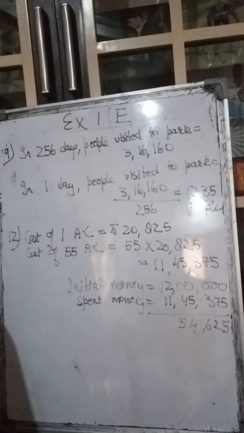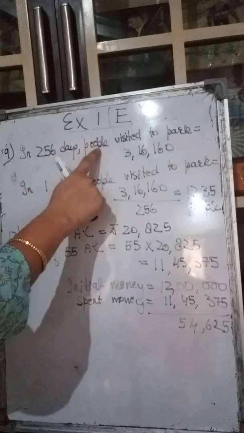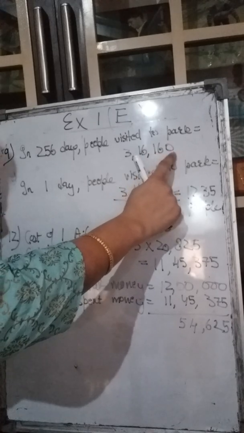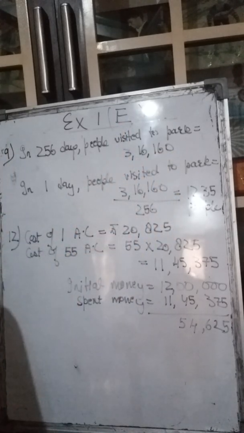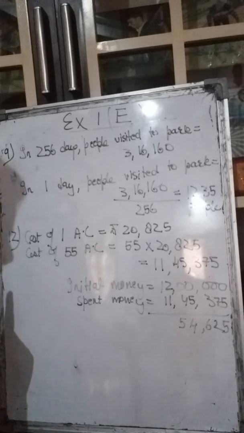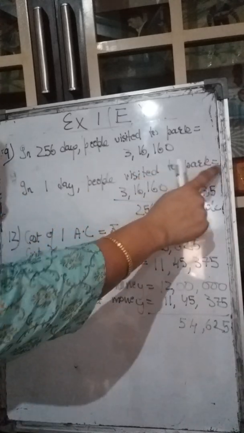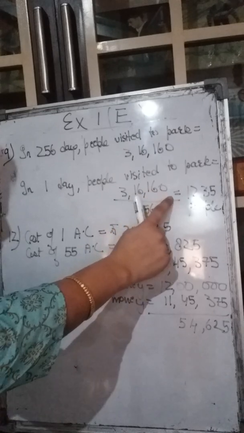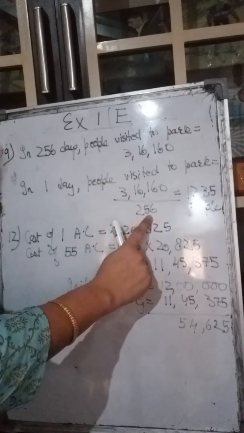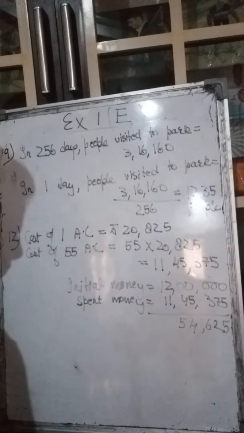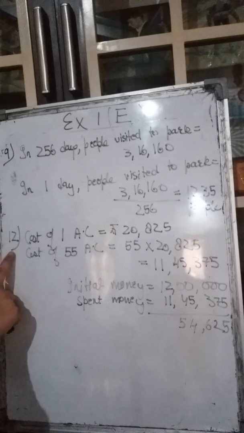3,16,160 people visited a park in 256 days. That means in 256 days, people who visited the park were 3,16,160. So how many people visited the park in one day? Whenever we have to find the quantity for 1, then we have to divide. Okay. So in one day, people who visited the park were 3,16,160 divided by 256. That is equal to 1,235 people. Clear?